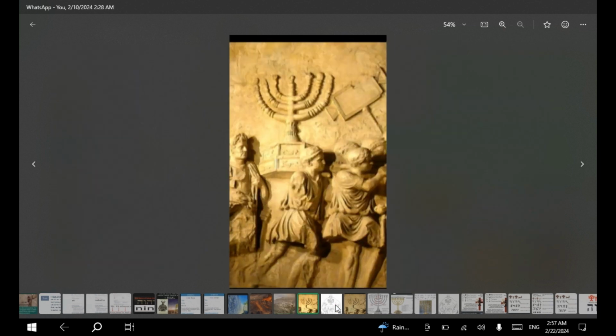This is the menorah, and I'm gonna teach about this menorah. Many people don't know what this menorah means, but I'm gonna teach you about this menorah. Right.